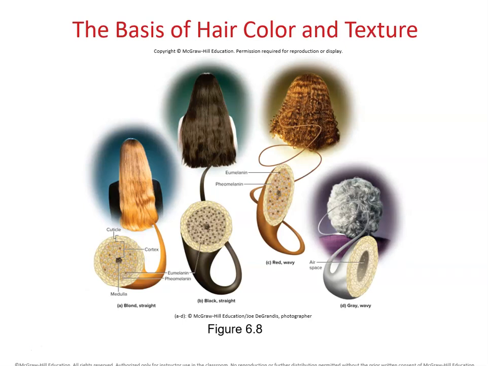So here's what this looks like for us. The curlier a person's hair is, the flatter the cross-section appears. The straighter a person's hair is, the rounder it is. We have the medulla in the center, mostly empty space. We have the thickest layer is the cortex, and then we have the cuticle of flat cells on the outside. We have more eumelanin in the dark hair, more pheomelanin in the red hair, and a larger airspace in the gray hair.